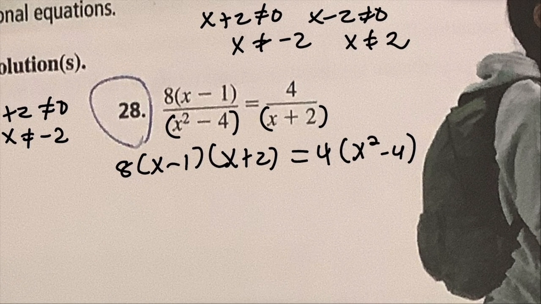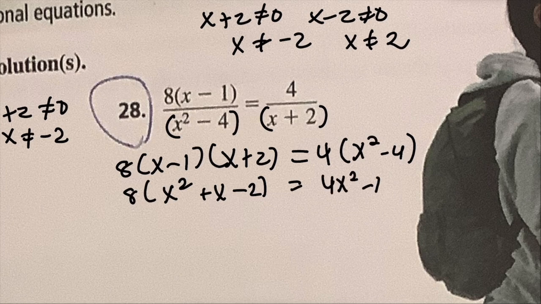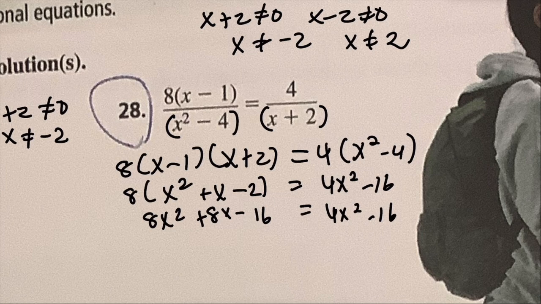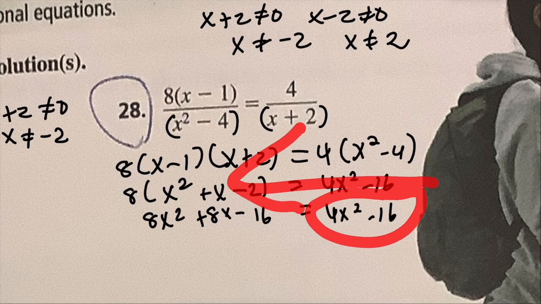Well, we got 8 times the quantity of x squared plus x minus 2 equals 4x squared minus 16. Just going to multiply that 8 through. I get 8x squared plus 8x minus 16 equals 4x squared minus 16. And that's an equation that is most effectively solved by getting it equal to 0. So let's get this junk to the other side.